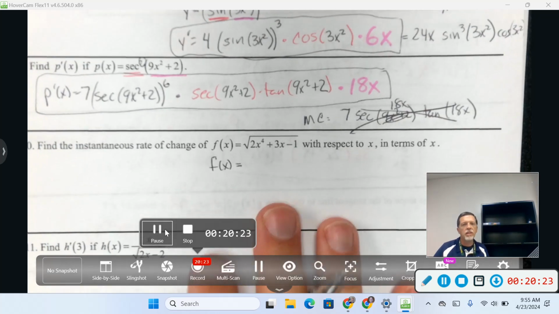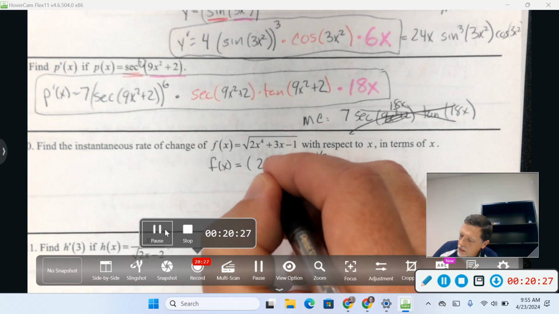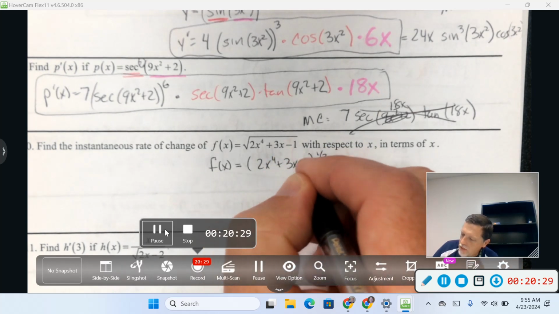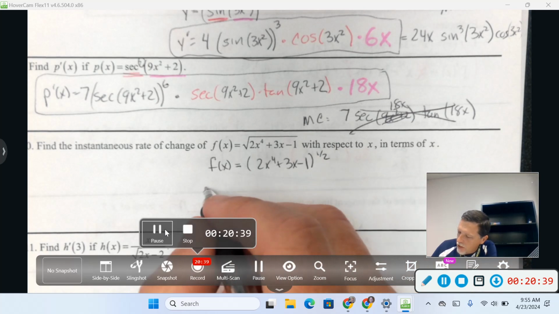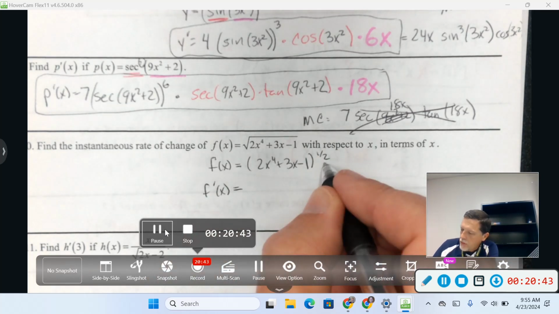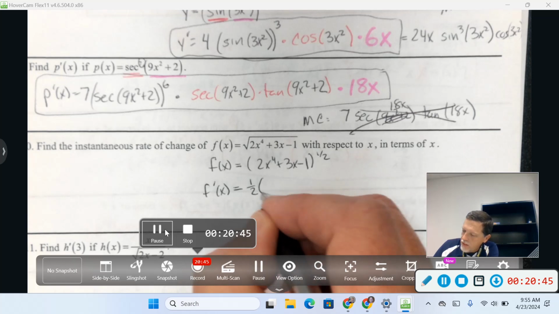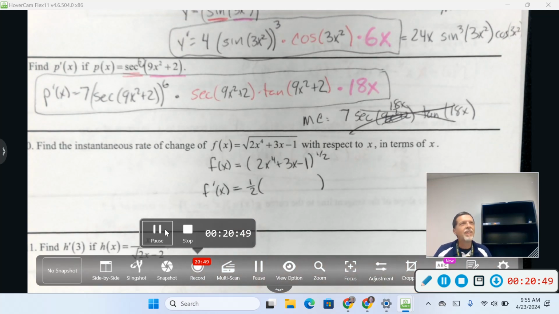All of it to the 1/2. Yeah, all of that stuff to the 1/2. And now it's, I think, a fairly straightforward chain rule. Although it does have some simplifying stuff in there. So let's do this one, if only for the algebra that we'll encounter in a minute. So bring the 1/2 down front, decrease 1/2 by 1, negative 1/2.